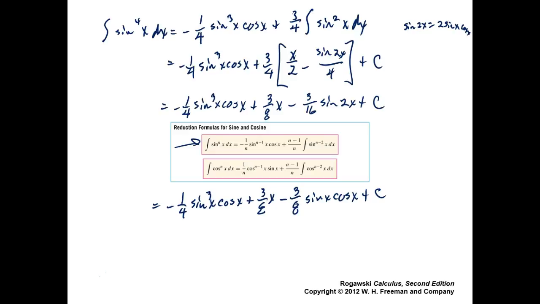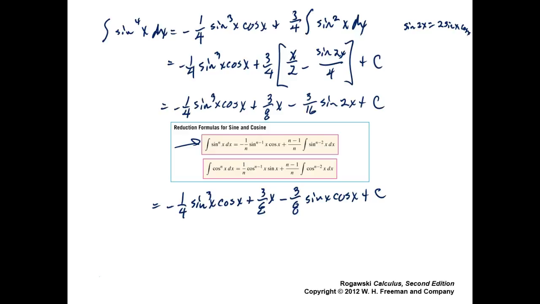Now they did it a slightly different way, which is perfectly fine. But since you've already got the reduction formula, why not use it? Their way got you there as well, but it dealt with double angles a bit more, and then you were squaring them, fourthing them, and so on. So it took a bit more to get there. You've got this already. Use it.